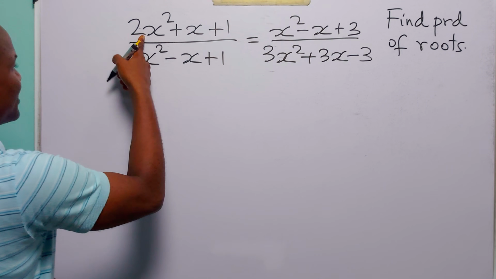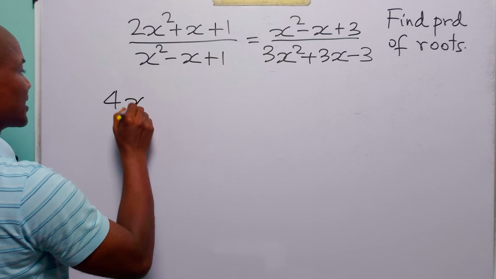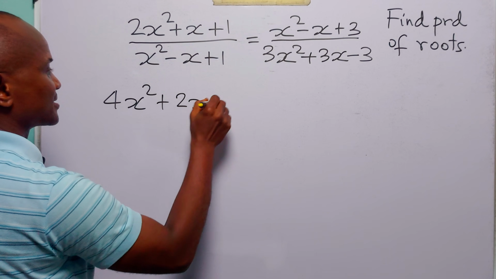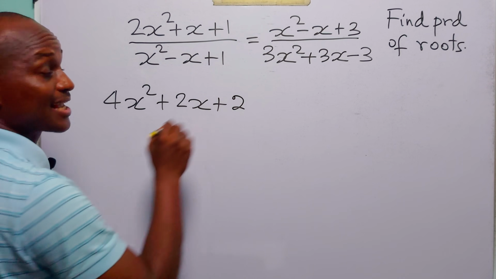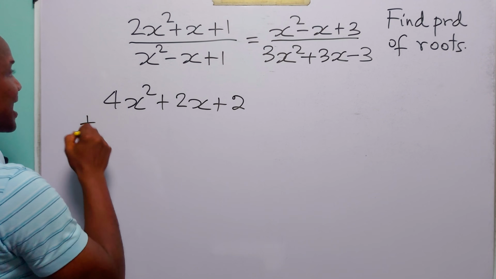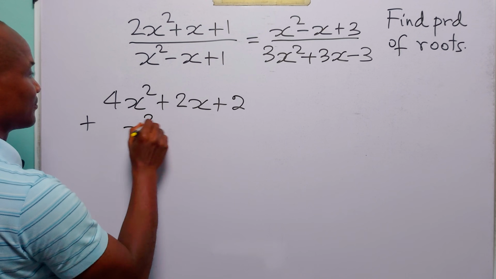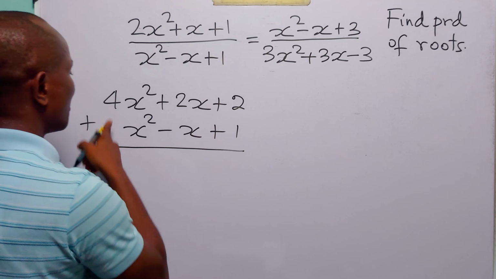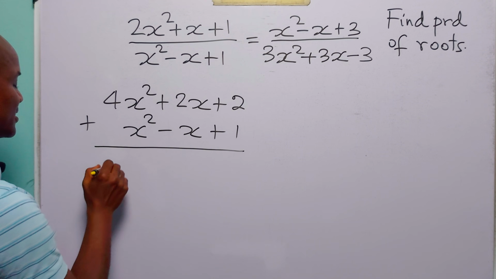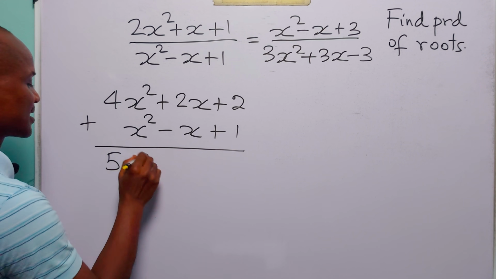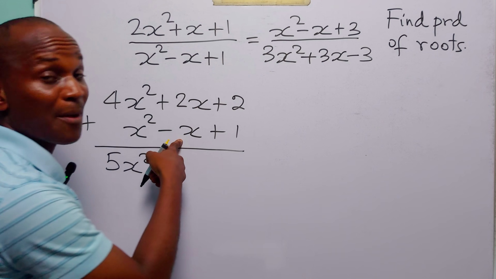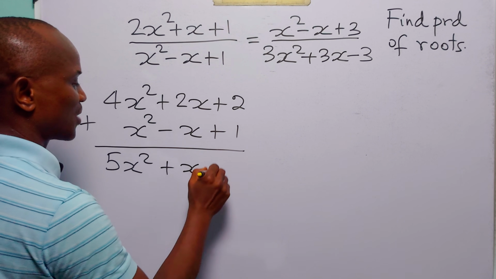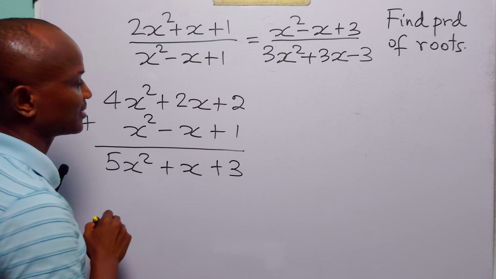Now, 2x squared times 2 is 4x squared. x times 2 is 2x. And of course, 1 times 2 is equal to 2. Let us add this to x squared minus x plus 1. 4x squared plus x squared is going to give us 5x squared. 2x minus x is going to give us plus x. And 2 plus 1, of course, is equal to 3.